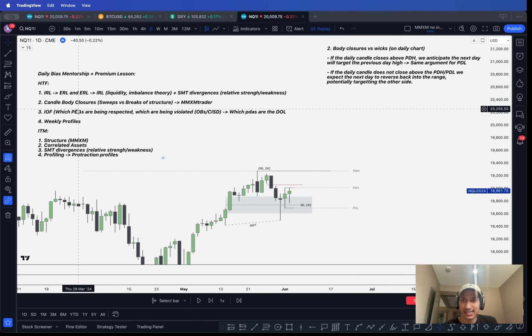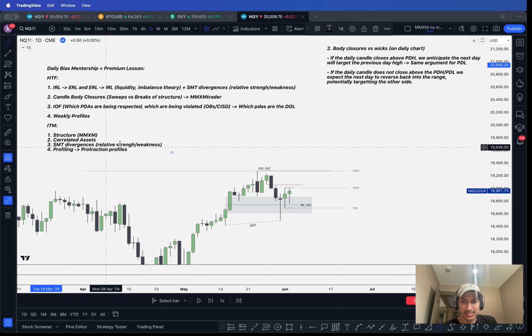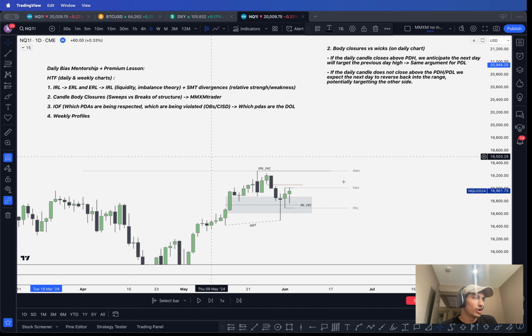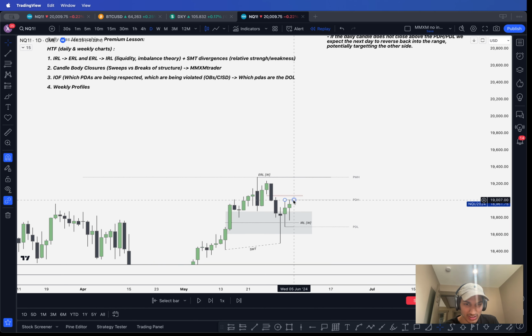So I'm going to say that based on all of the arguments here, let's just talk about the higher time frame for now. We can do all this in our daily and our weekly charts. We have arguments to go long in the market, targeting external range liquidity and this fair value gap.